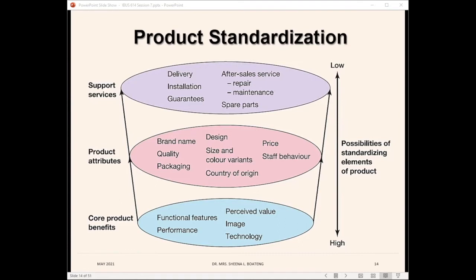So we have all observed that in terms of the ability to standardize and adapt, it comes down to the organization's strategy and whatever they have decided to do in terms of their global marketing mix when it comes to their product. And the higher we go in terms of the model that we see in front of us, based on the levels of the product, from the core product benefits all the way up to support services, it is easier to standardize at the base. But as you move higher, it becomes more and more difficult to standardize because of the various nuances and contextual differences that firms experience when they are marketing in foreign markets.